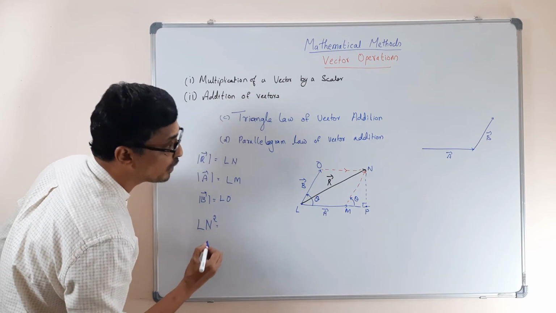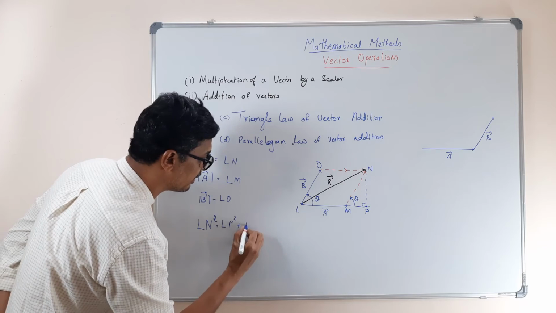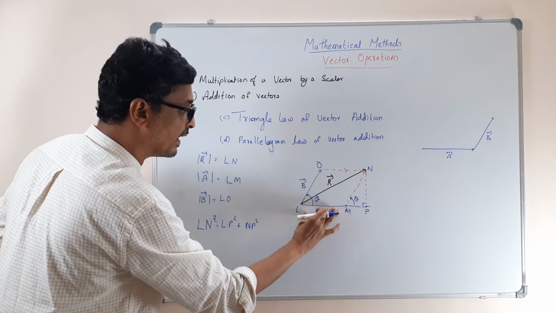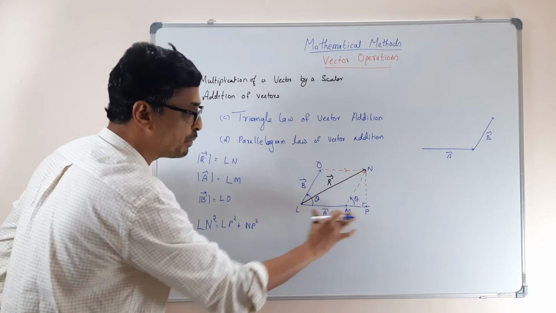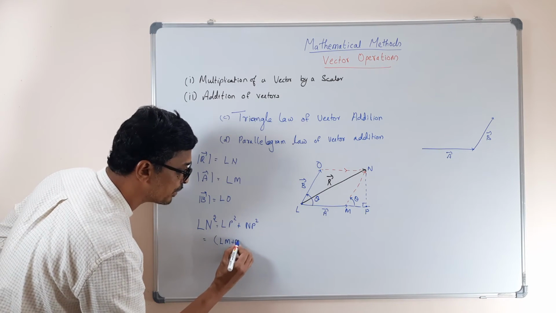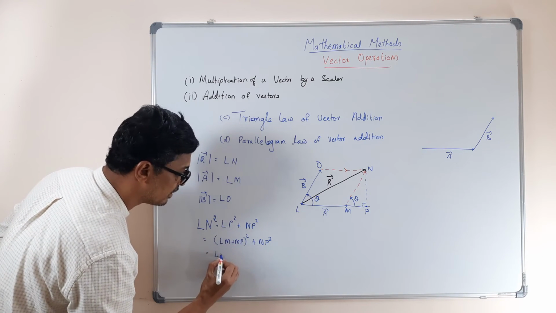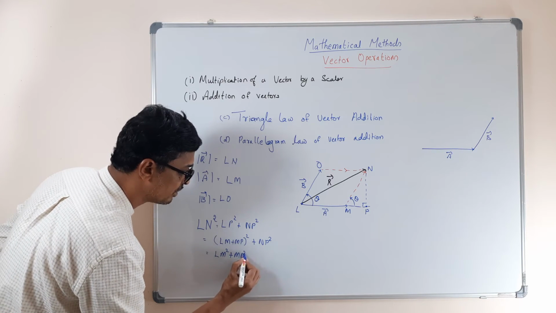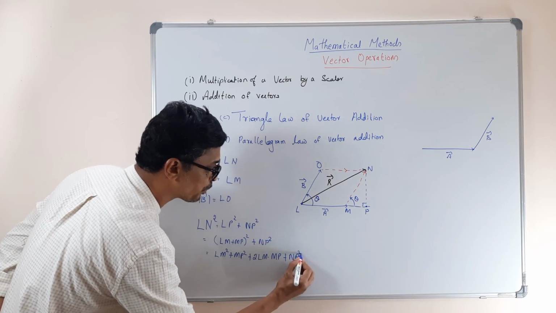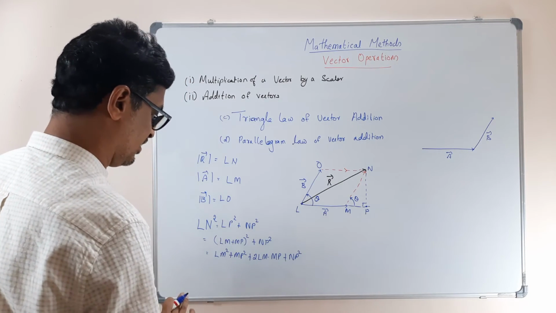LN square will be equal to LP square plus NP square. Now LP is LM plus MP, correct? So this will be equal to (LM plus MP) square, plus NP square. So what will this be? LM square plus MP square plus 2 LM into MP, plus NP square. Let us see, what is LM square? LM square is our mod of A, that is A square.